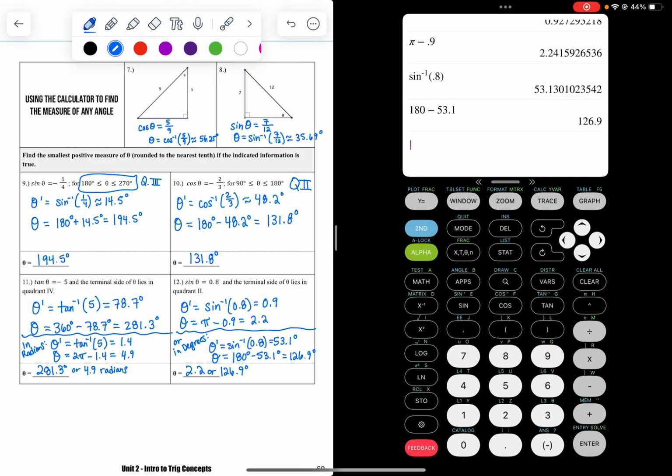So a reminder, anytime you're looking for the angle measure, that's when we've got to use the inverse trig functions. So inverse represented with the -1, so the inverse sine. And on your calculator, you've got to hit that blue second button and then press the corresponding trig function.